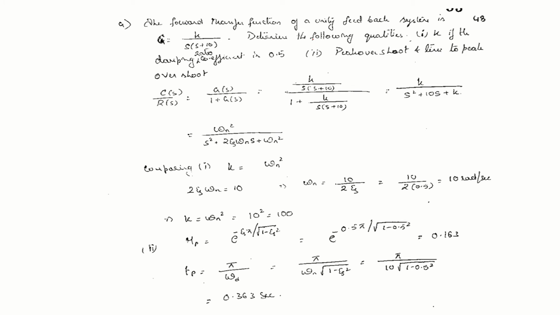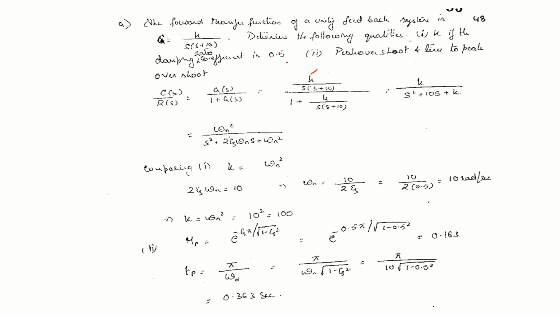Here the forward transfer function of a unity feedback system is G(s) = K divided by s(s + 10). Determine the following quantities: 1. K if the damping ratio is 0.5, percent overshoot and time to peak overshoot. So here K is unknown.